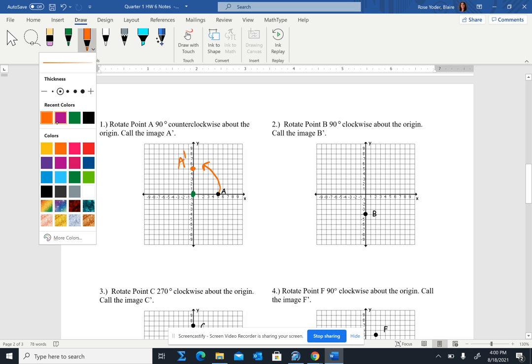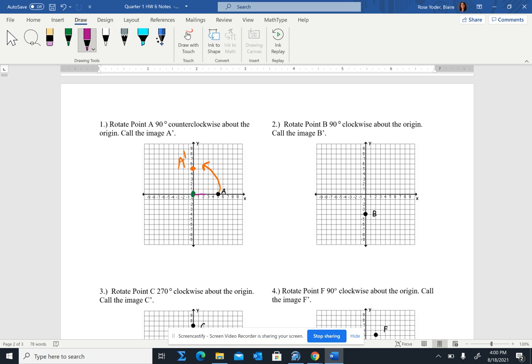If you notice, if I were to draw a line segment between the origin and A and the origin and my new point, you can see the 90-degree angle that you get when you rotate 90 degrees. All right, let's try another one.